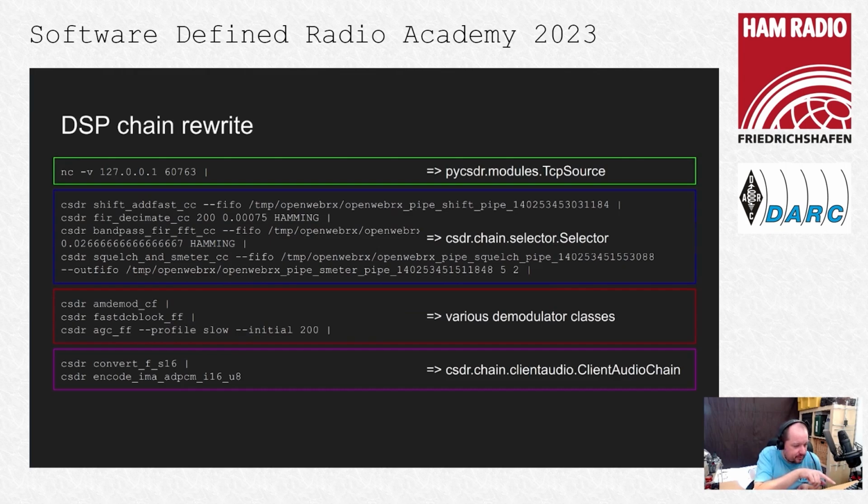And the purple box at the bottom is actually just audio processing. It's encoded into an ADPCM codec for transport to the client in order to save some bandwidth. And as you can see on the right, the blue box is now a selector chain, CSDR chain selector. The red box is replaced by a few. I'll have an example on the next slide. And the purple box is now a CSDR chain client audio. All that is basically, from the left to the right, what we have changed.